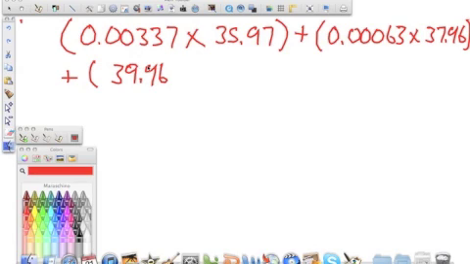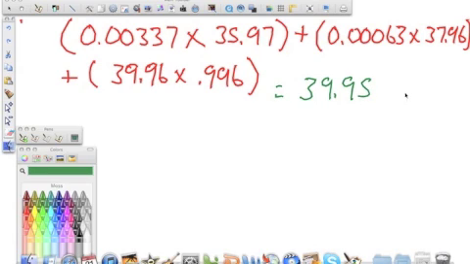Just put the atomic mass unit first. And multiplying that by its abundance of 0.996, and remember that's 99.6% written as a percentage. So we multiply everything in the parentheses first, add them all together, and we should get an answer of right around 39.95, and that is the average atomic mass.